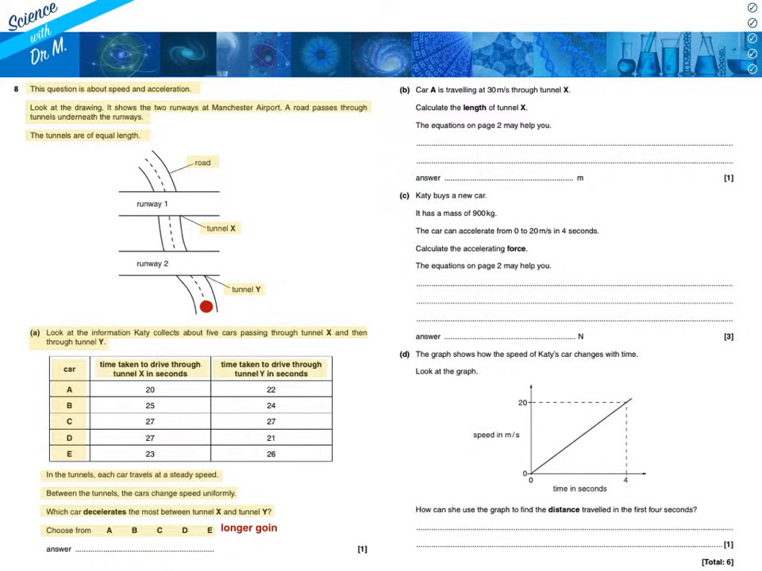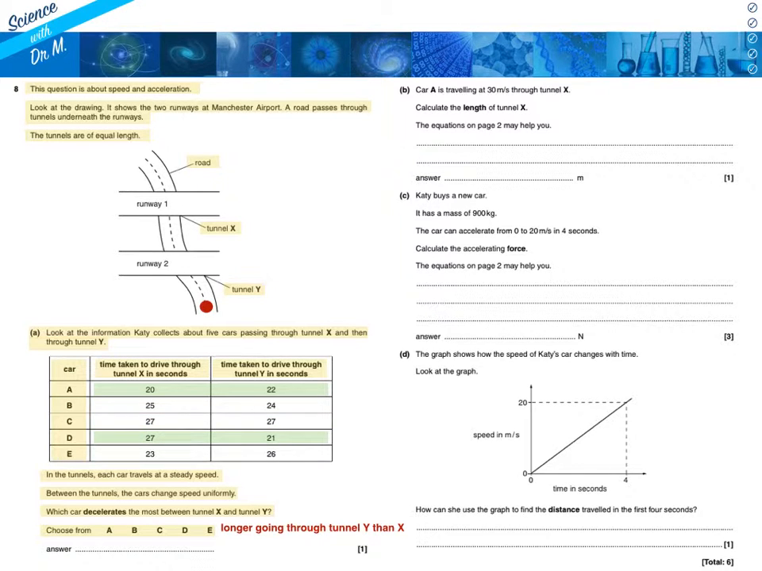Now let's just have a look at our times. We're looking for it taking longer to go through tunnel Y than tunnel X. That will mean that it's decelerated and it's going slower. So we're looking for a longer time in tunnel Y. So car A, 20 seconds in tunnel X, 22 in tunnel Y. So that's a contender. B, 25 in tunnel X and 24 in tunnel Y. So that one's got faster, so we can't choose that one. Car C, 27 and 27. So that's the same time through both, so that's not accelerated or decelerated.